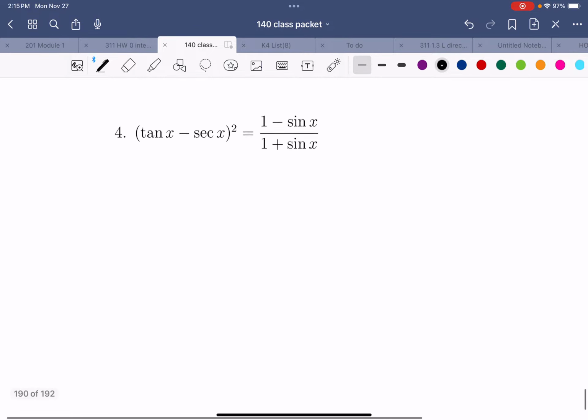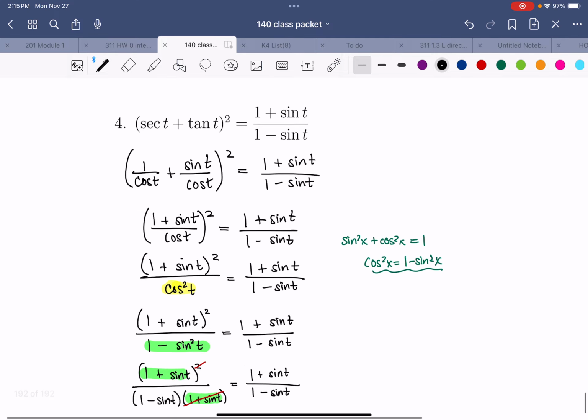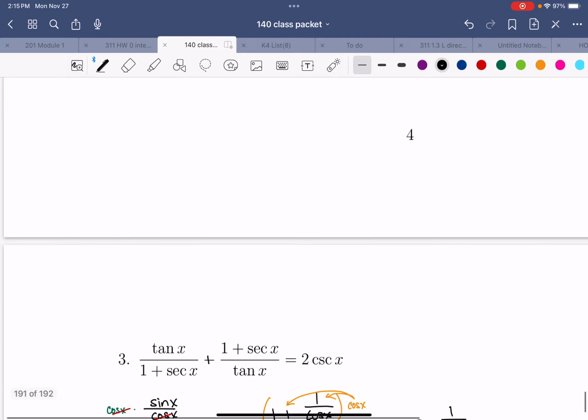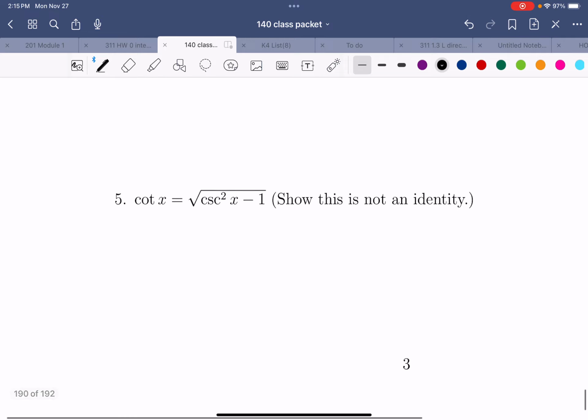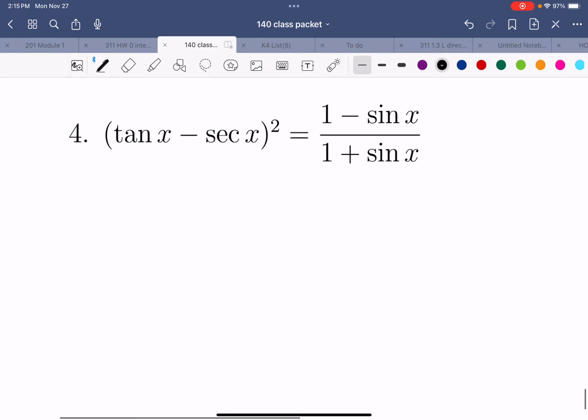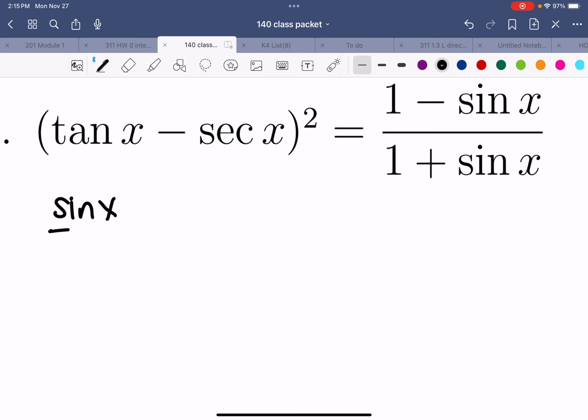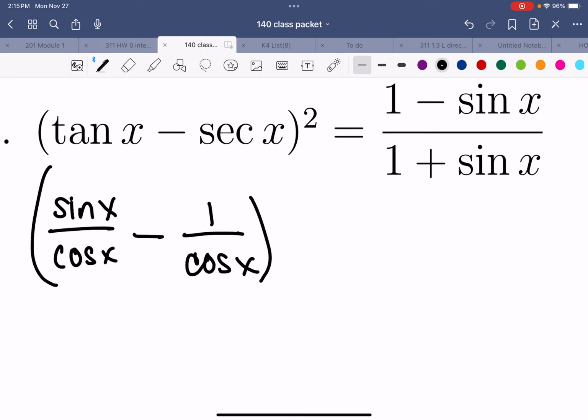Hold on, I think this is the same one as guided practice number 4. Secants and tangents squared. Nope, slightly different. All right, let's go for it. So tangent squared minus secant quantity squared. Let's change our tangents and secants: tangent is sine x over cosine x, minus 1 over cosine x. Actually, this looks identical, but that's okay. We'll do it.